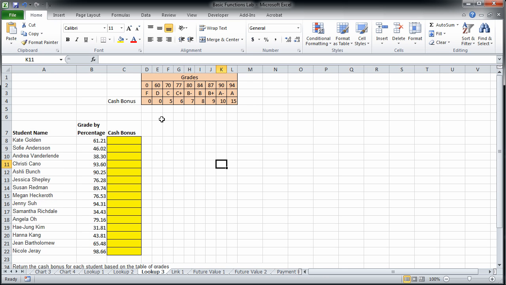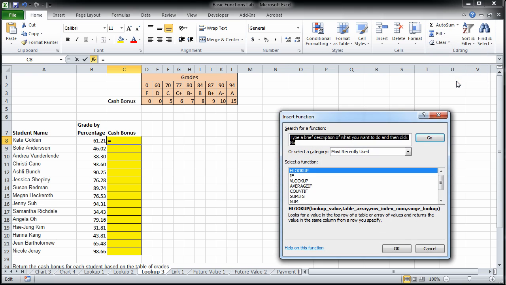So I just got rid of some columns so that we can see this all on my shortened view here. Again, it's a horizontal lookup. This time we're going to return bonus. Row 1, row 2, row 3. No bonus for Fs, no bonus for Ds. Looks like $5 for Cs, $6. Ooh, I want an A. Yeah, I'm going to earn an A for sure. I like 15 bucks. What could I do with 15 bucks?